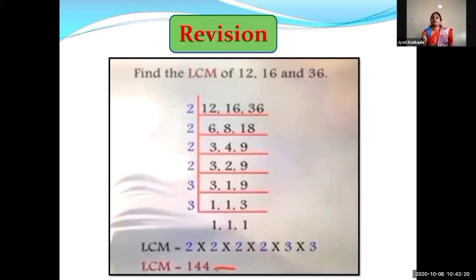Have you any doubts regarding LCM? All of you understand how to find the LCM?